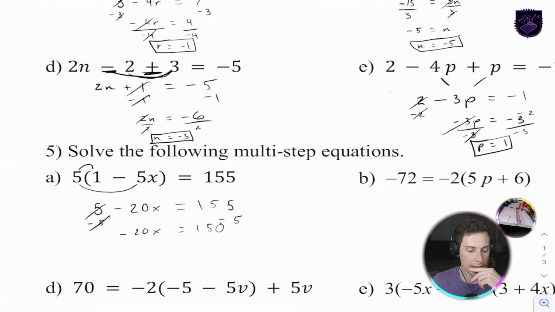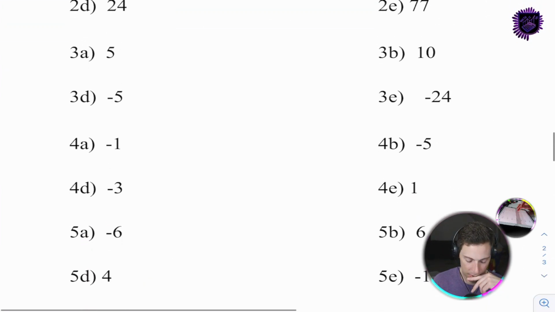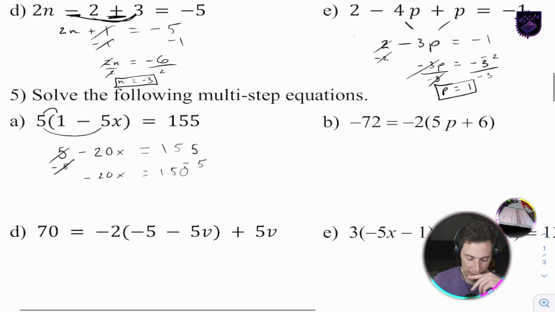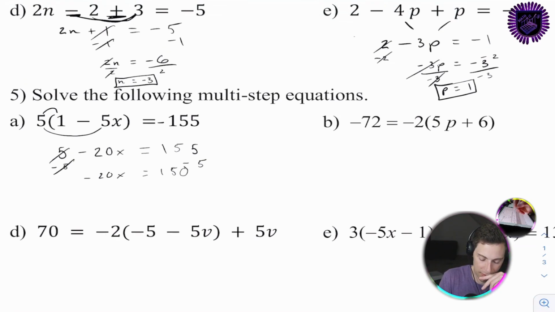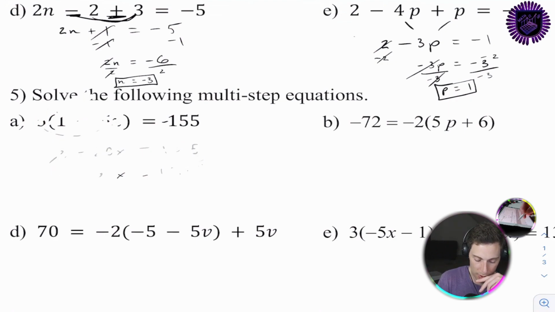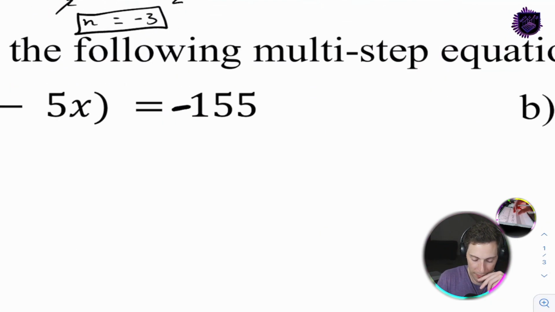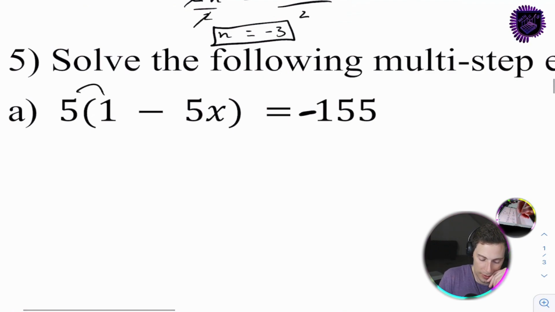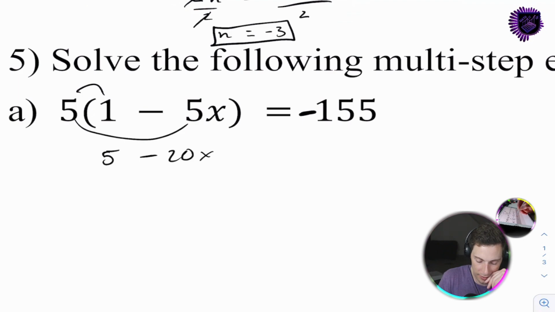Is that supposed to be -6? That should be -155. All right, gotta fix my worksheet here. Let's do this one again. This should be -155. This is 5 minus 20x is equal to -155.